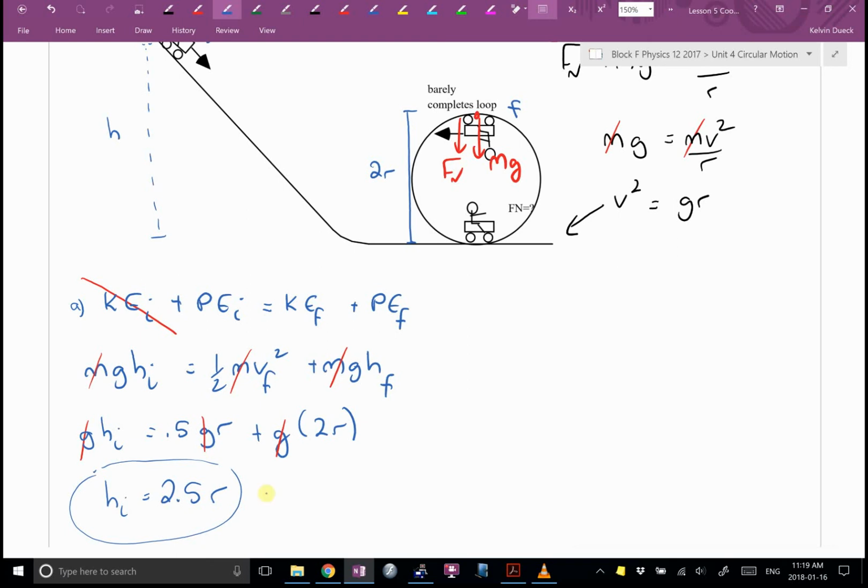And now we can actually do this in our heads. R was 4, so you're going to go 2.5 times 4. What's 2 times 4? 8. What's 0.5 times 4? 2. So it's going to be 10. Now, that's the minimum. You'd probably build it higher, and that would give you a safety margin. No, you wouldn't. I've completely lied. Nobody would build this. I'm going to show you why.